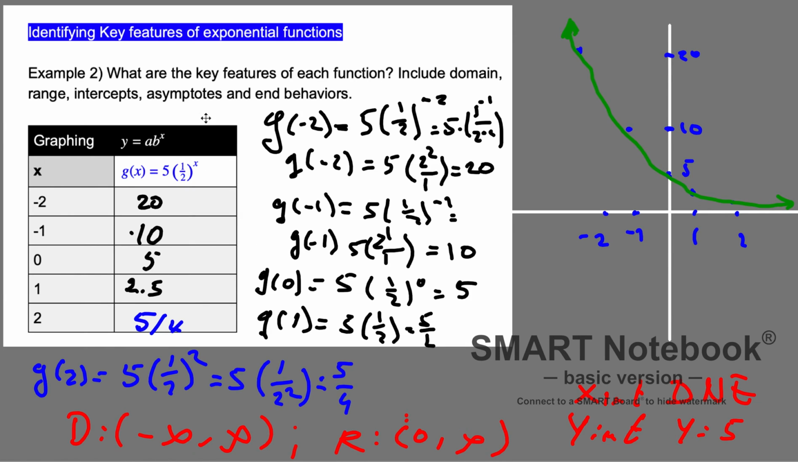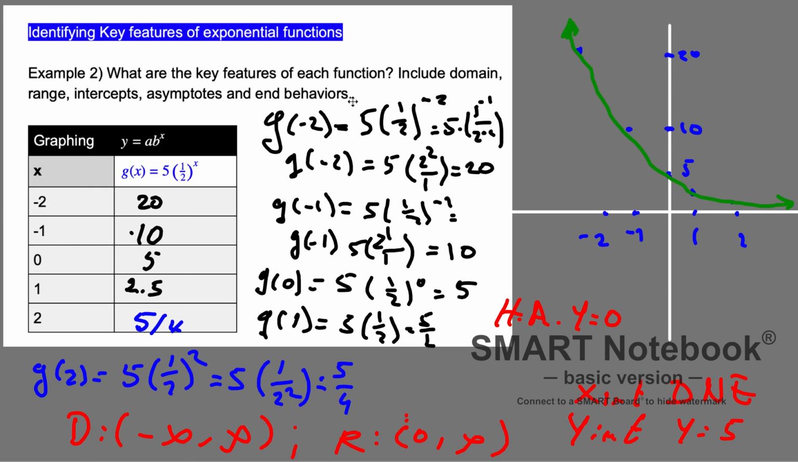And what else do we have? Asymptote. The asymptote is y equals 0, a horizontal asymptote. The function is not going to intercept the x-axis anywhere, so y equals 0 is the asymptote. So we have a horizontal asymptote, which I'll write as HA.